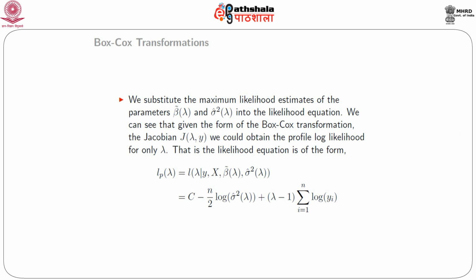Now, we substitute the MLEs of the parameters beta lambda and sigma square lambda into the likelihood equation, because we still have to obtain the estimate of the transformation parameter lambda. We can see that given the form of the Box-Cox transformation, the Jacobian J lambda y, we can obtain the profile log likelihood for only lambda. So, in the log likelihood, when we replace the unknown parameters beta and sigma square by their maximum likelihood estimates, we now have an equation which involves only one unknown, which is lambda.